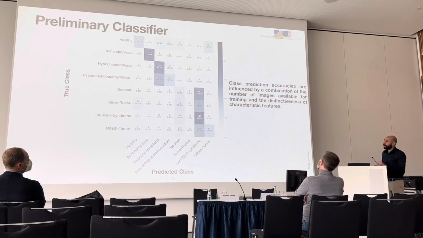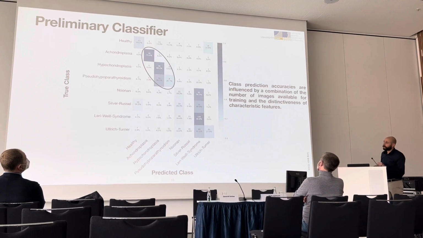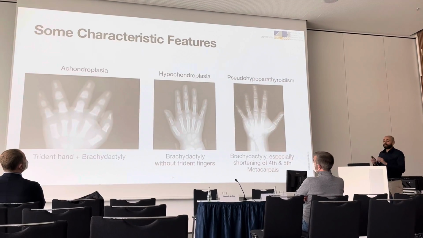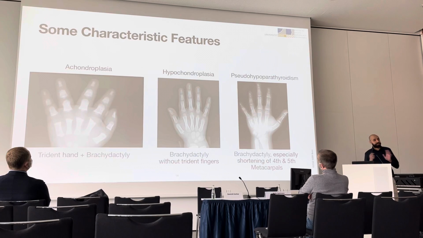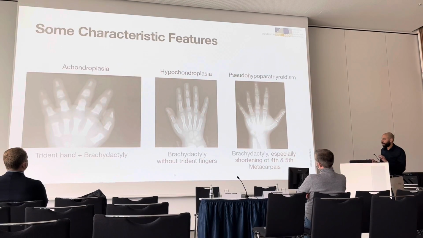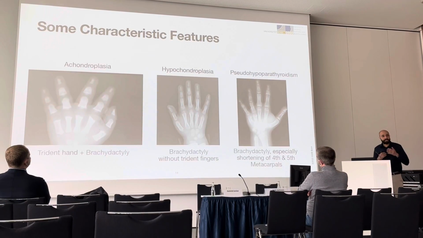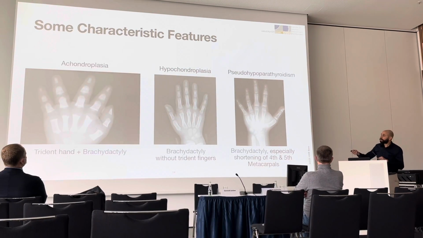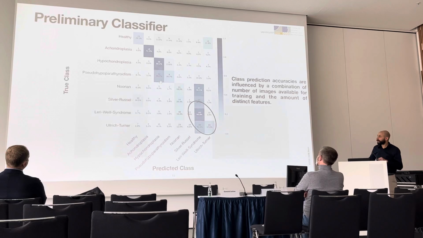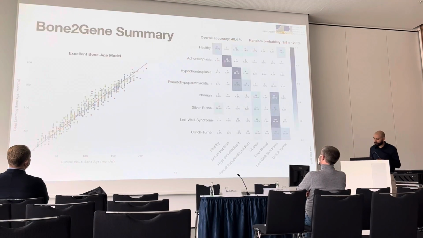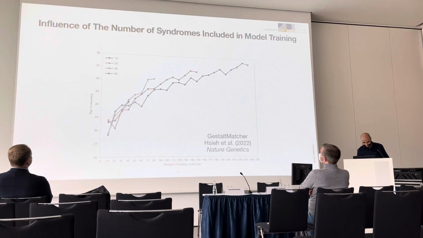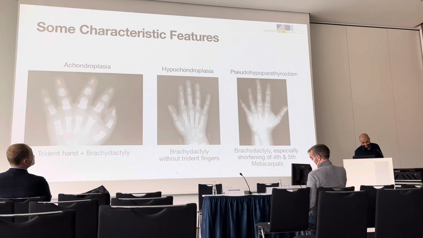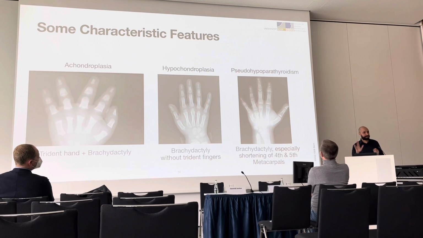Now going back to the confusions, there's a cluster here: achondroplasia, hypochondroplasia, and pseudohypoparathyroidism. They have different features, but I just focus on the main ones, and all of them have brachydactyly, shortness of metacarpals and phalanges. In the case of achondroplasia, the prominent feature is trident hand.